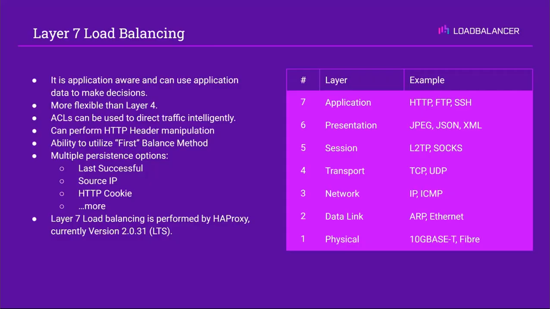And then there are things like HTTP cookie, which means we will insert a cookie with the ID of the real server that has been used by a client, and allow the clients to go back to that server during the persistence window, based on the content of a cookie. Layer 7 load balancing, as we mentioned, is handled in user space, so we use HAProxy with version 2.0.31, which is a long term support version that we are currently running on our load balancer.